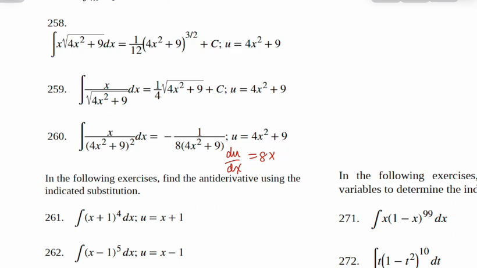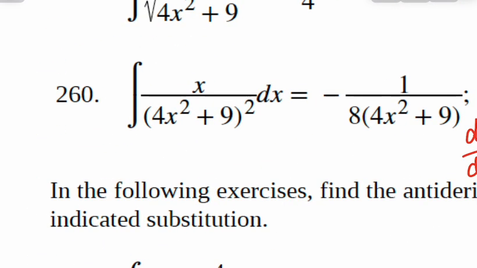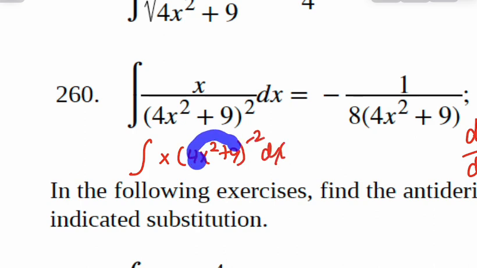Now you'll notice, hopefully, in the problem, is there an 8? No, there is an x dx. So what I would do to this problem to get it ready is I would write x times (4x squared plus 9) to the negative 2 dx. So here's the thing that's stuck.